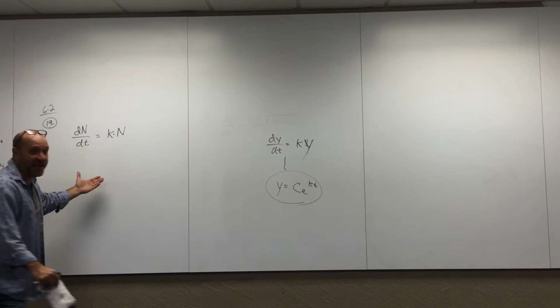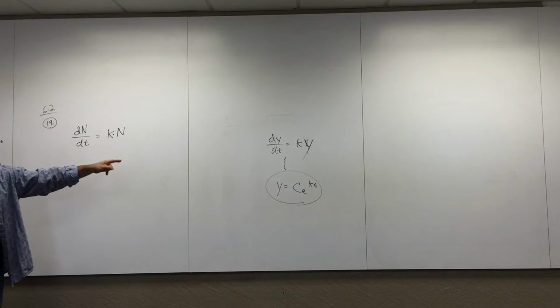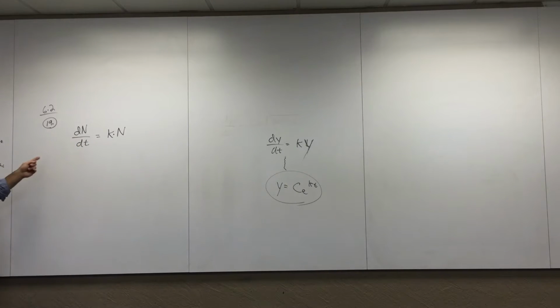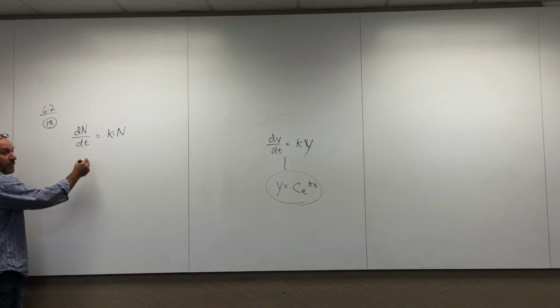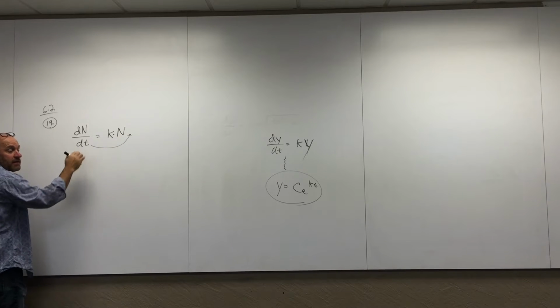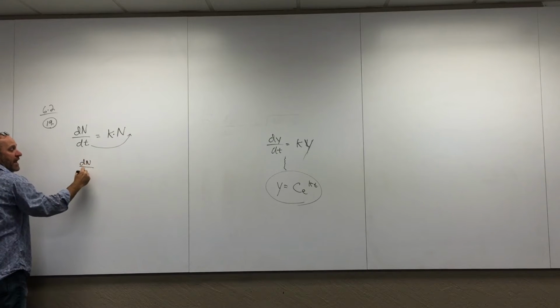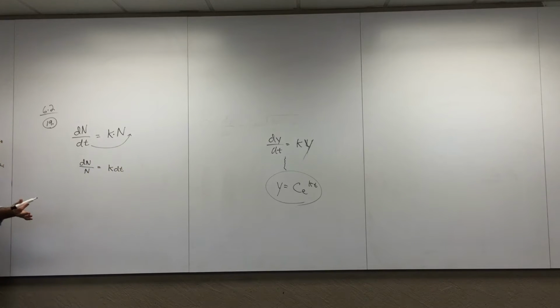So I could just write down the answer because I know it. Do you see what I'm saying? But we can do the steps. Do you want to do the steps? All right, we'll do the steps one more time. We separate and integrate. To separate, you multiply the dt over here, and you divide by this n. So dn over n equals k dt. A couple of algebra moves there to separate.